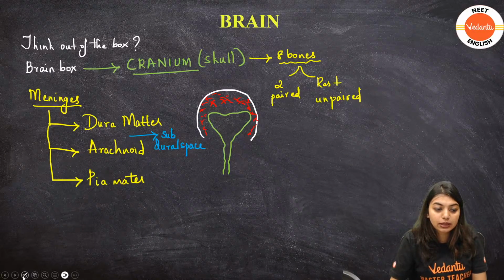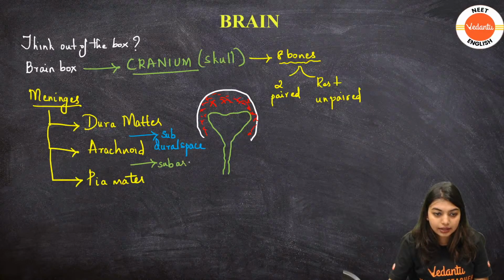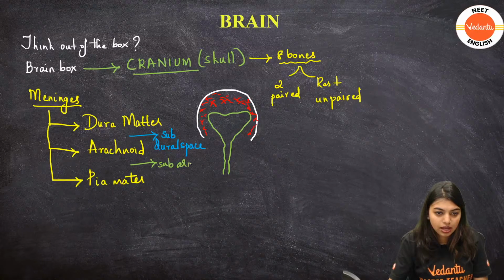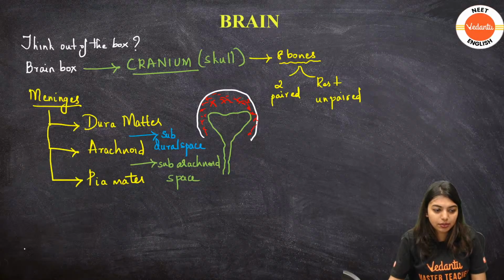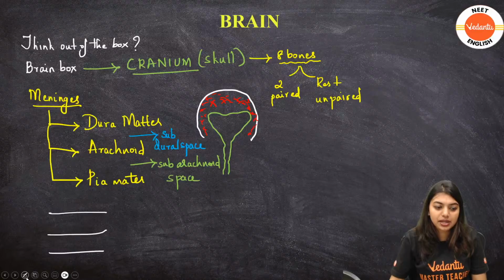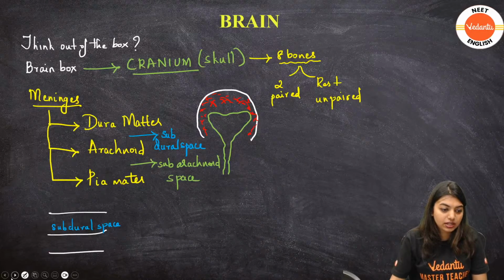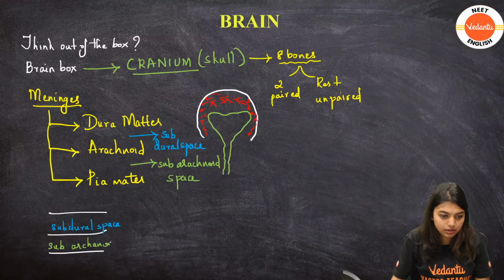And the space between the arachnoid and the pia mater is called the subarachnoid space. Clear, students? So there are 3 layers. Imagine layer 1, layer 2 and layer 3. There are spaces in between them, right? So the first space is called the subdural space. The second space is called the subarachnoid space.